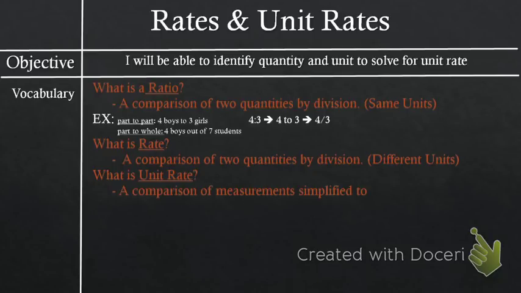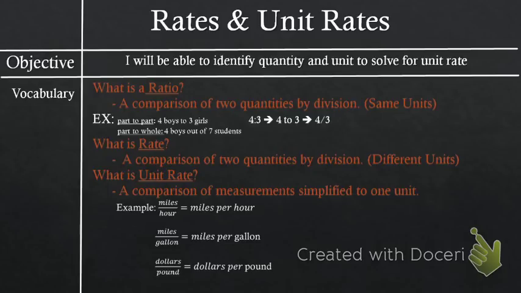What is rate? A comparison of two quantities by division. This one is different units. The ratio had the same units. It was comparing people, but when we go into rate, they compare two different units. Rate and unit rate are a little bit similar. Unit rate is a comparison of measurements simplified to one unit.